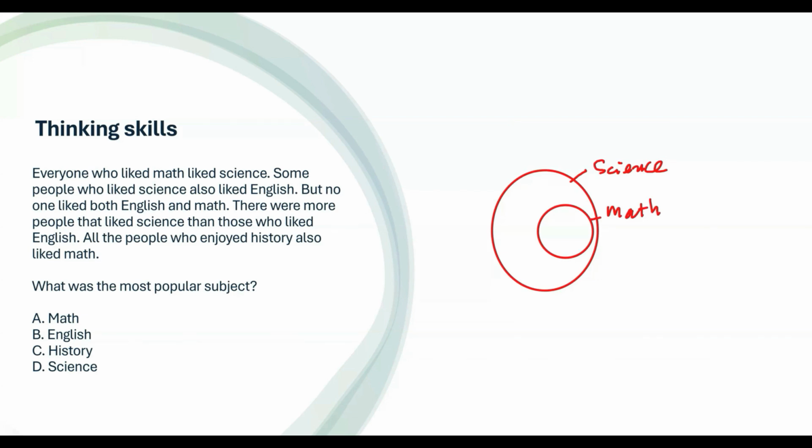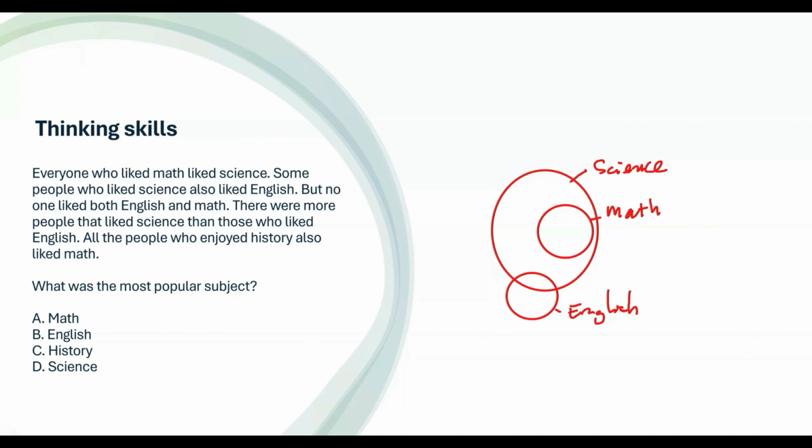Now, some people who like science also like English, only some, but no one likes both English and math. So there's no overlap between English and math. So yeah, we know how to draw it now. So here we have a circle there, and that will be English. Now, there are more people who like science than those who like English. The drawing actually looks good because the circle for science is really big. It shows that more people like science than English.